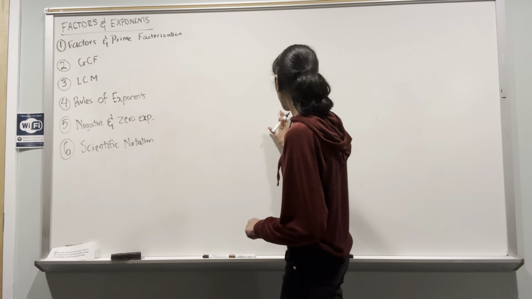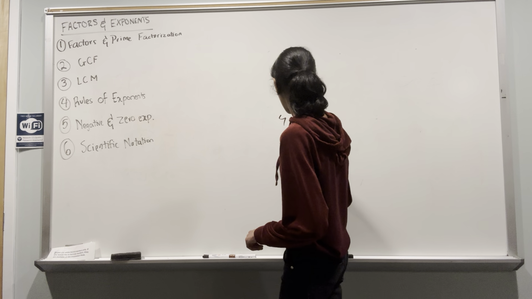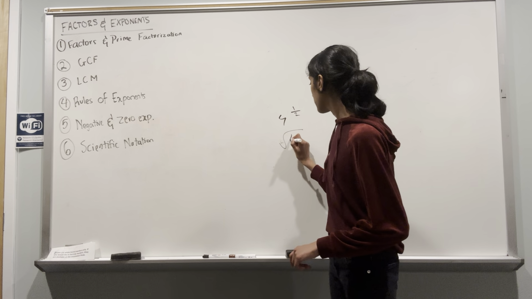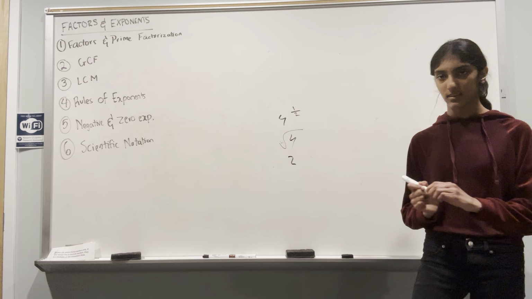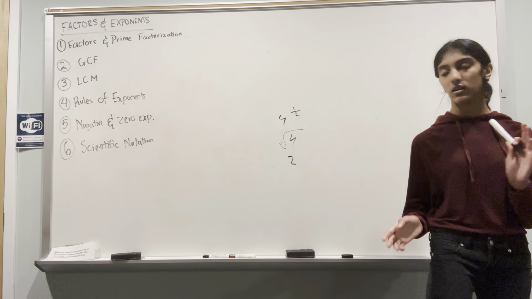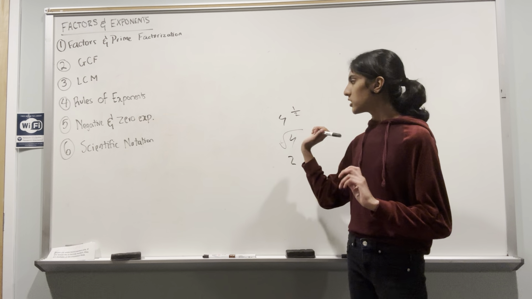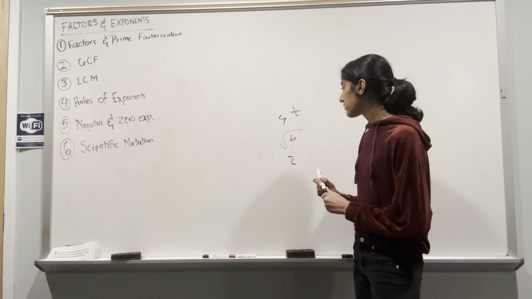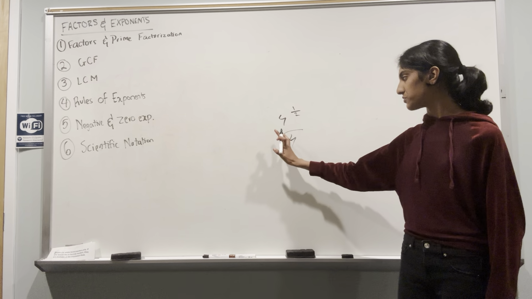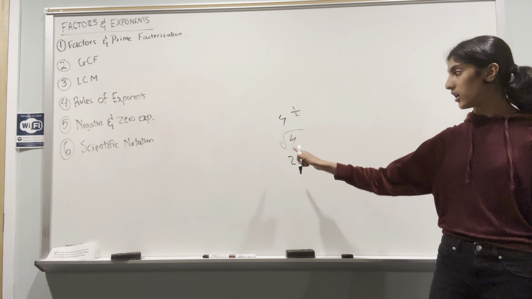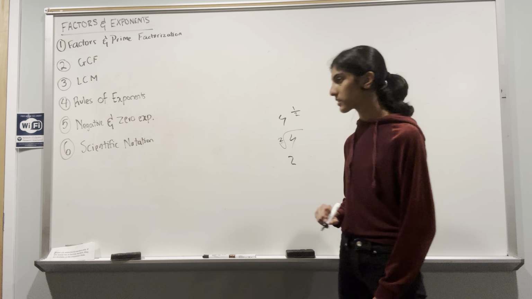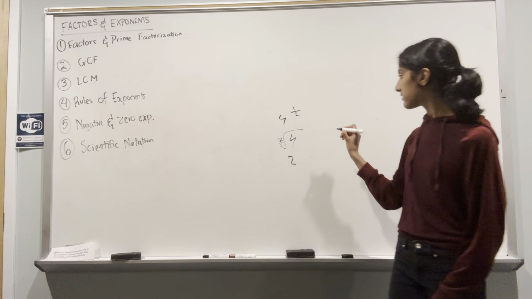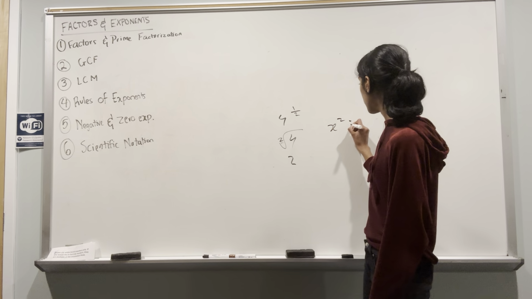But if I did have a 4 here, and if I had the square root of 4, it would be 2. And the reason is because it's the opposite of exponents. So 2 to the power of 2 is equal to 4. So if I have the square root of 4, it's basically a 2 here, which means x squared is equal to 4.